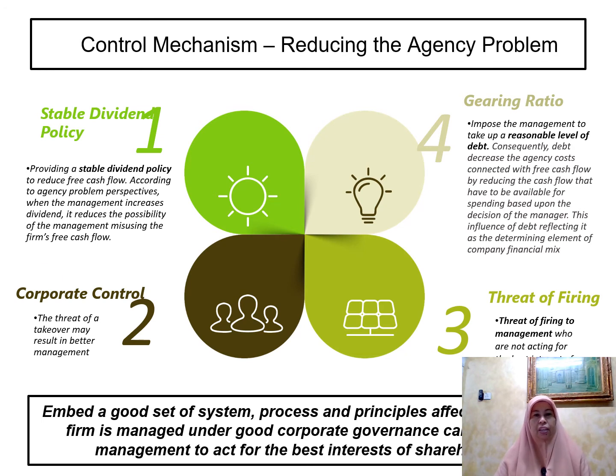Okay, next, among the control mechanisms is giving a stable dividend policy, which is to reduce the free cash flow. So this is especially for a company that has large cash, or a cash-based business. Okay, cash-based business, they have a large cash. So according to the agency problem perspective, when the management increases the dividends, it will reduce the possibility of the management misappropriating or misusing the firm's free cash flow.